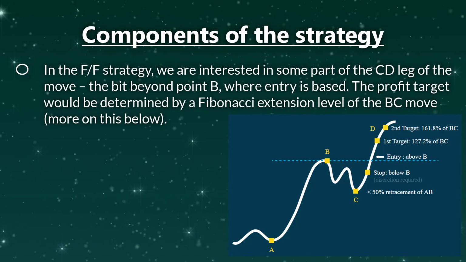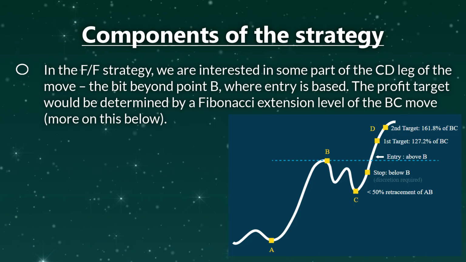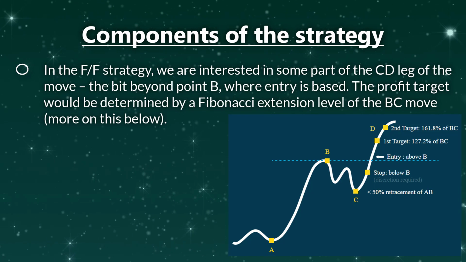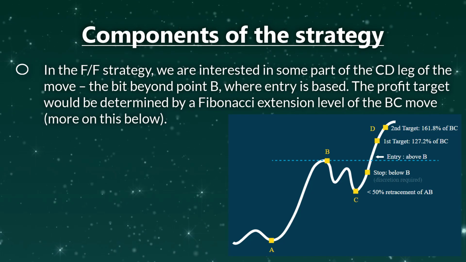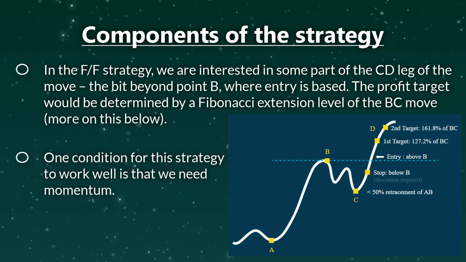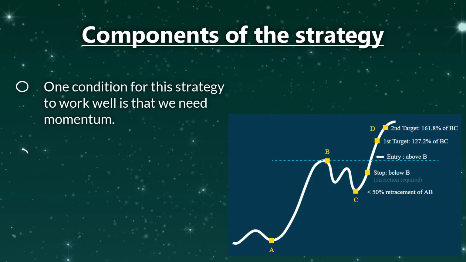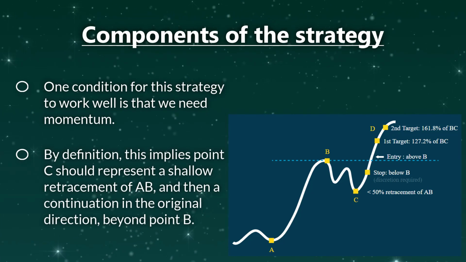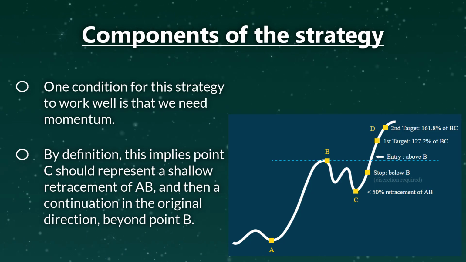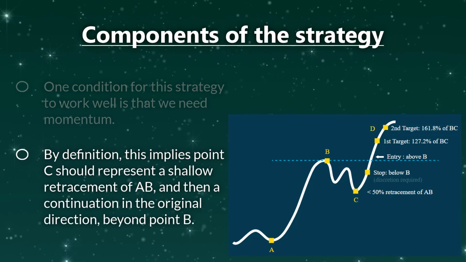In the FF strategy, we are interested in some part of the CD leg of the move, the bit beyond point B, where entry is based. The profit target would be determined by a Fibonacci extension level of the BC move. One condition for this strategy to work well is that we need momentum. By definition, this implies point C should represent a shallow retracement of AB, and then a continuation in the original direction, beyond point B.